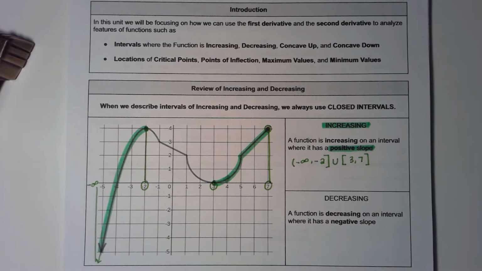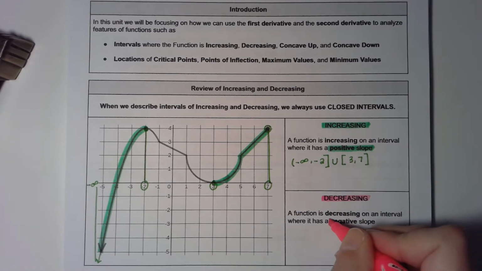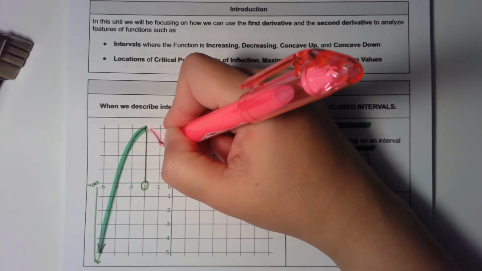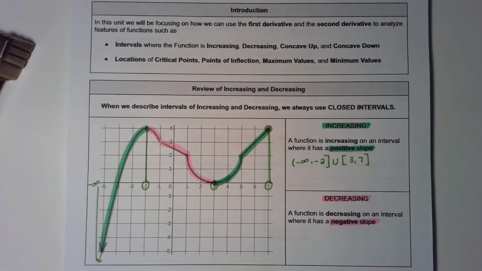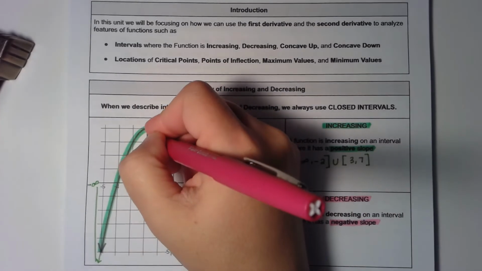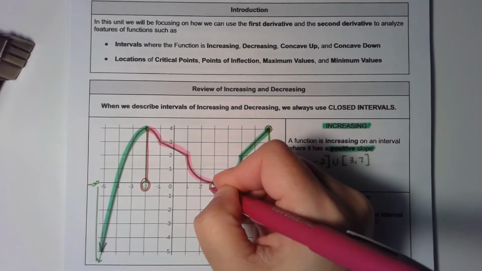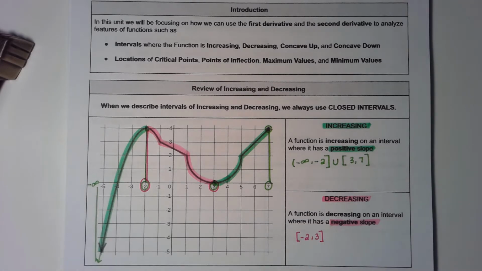Now, if we were going to look for where this function was decreasing, decreasing is going to be the places where the function has a negative slope. So in this case, the negative slope would be this part, and this part right here. Since you need the x values in order to describe this interval, the first x value would go from where x is -2 to where x is +3. And so we would say -2, comma, +3 is where this graph is decreasing.